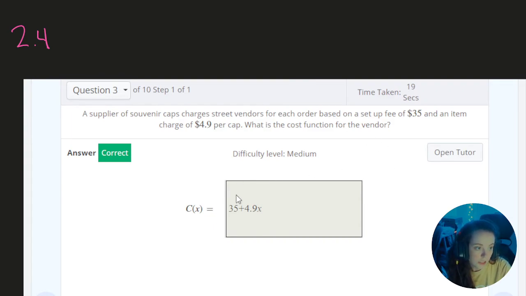Charge for an order, your setup fee plus your charge per whatever they're selling. And that's going to be your cost function every time. Whatever it costs to create the thing.